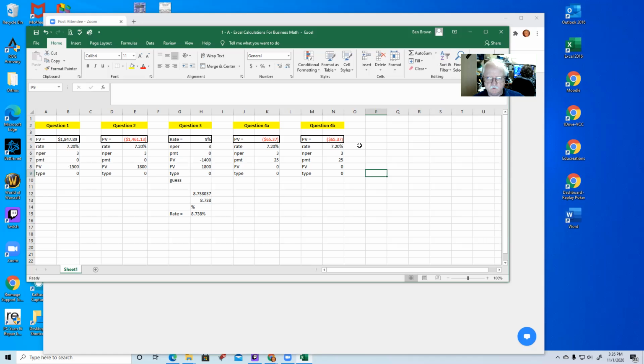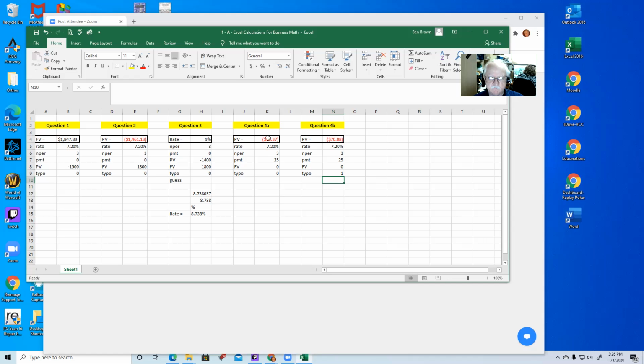And what do we know here? We know that the rate was still 7.2%. We know that the number of periods is 3. We know the payment is 25. We know the future value has to be set at 0, because the 0 here for future value represents the fact that at the end of the payments, there's no money left in the bank. But the type here should be a 1. And lo and behold, Excel now, incredibly enough, comes up with exactly the same answer.